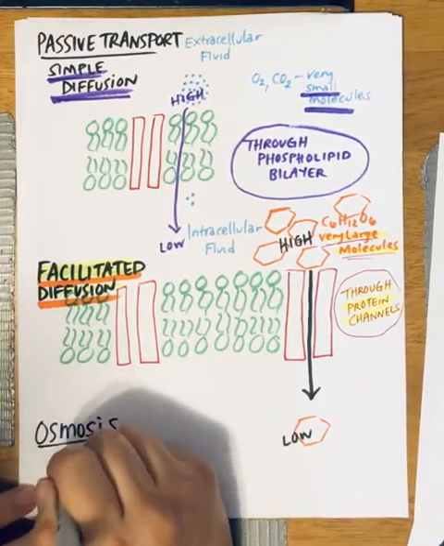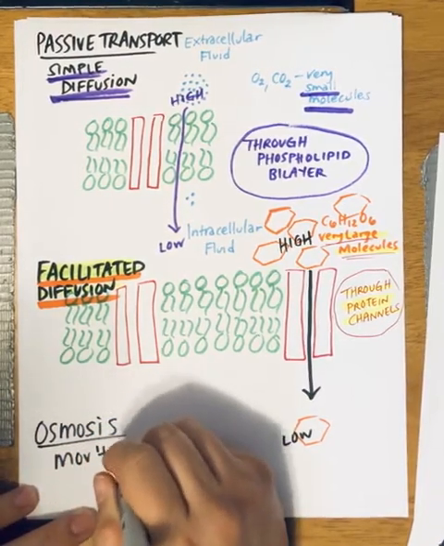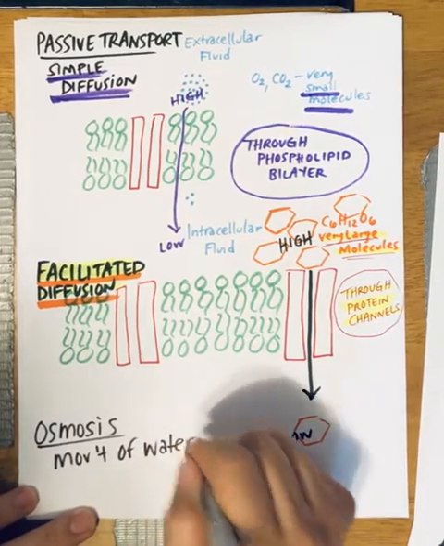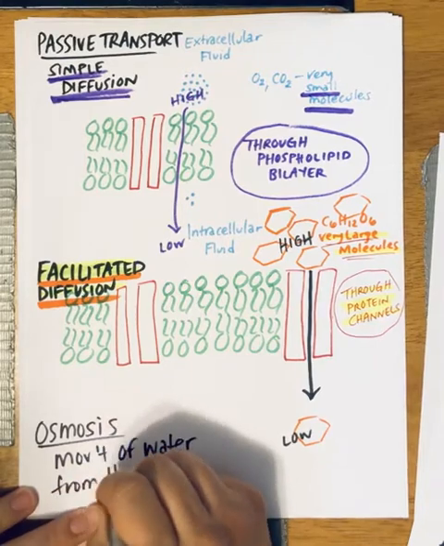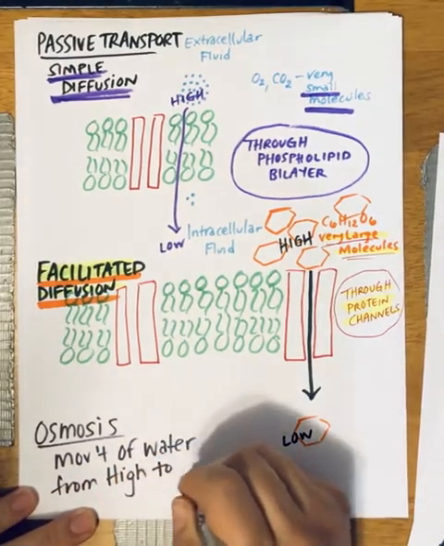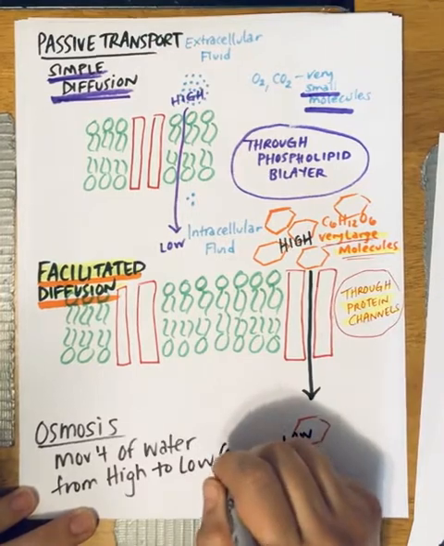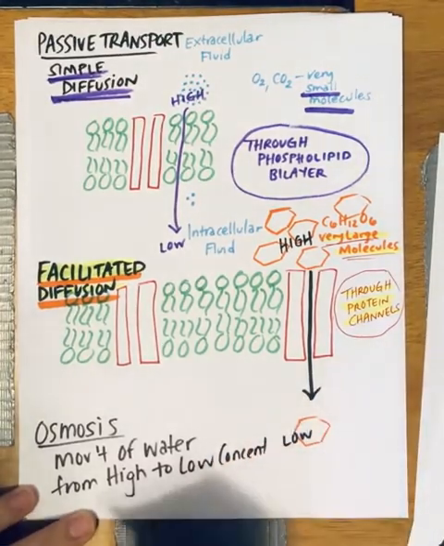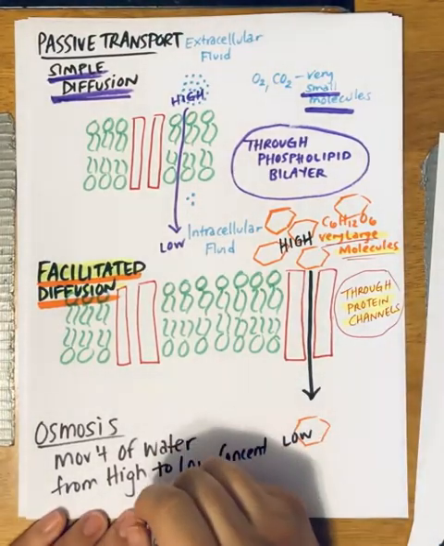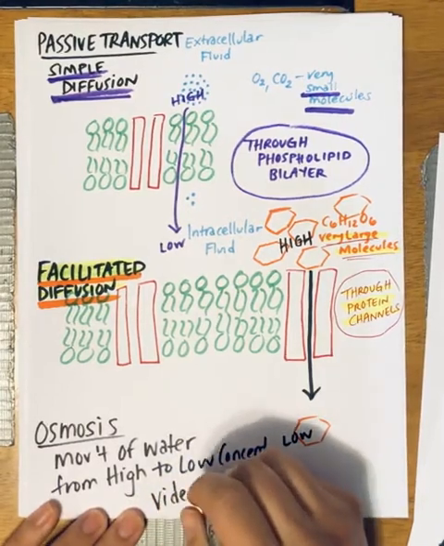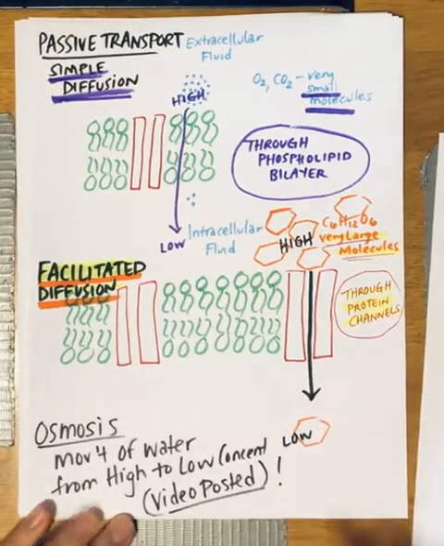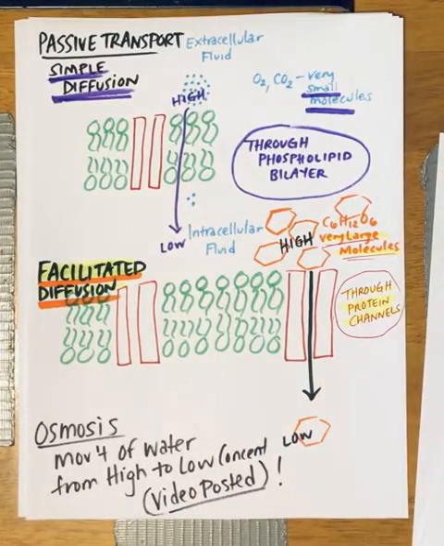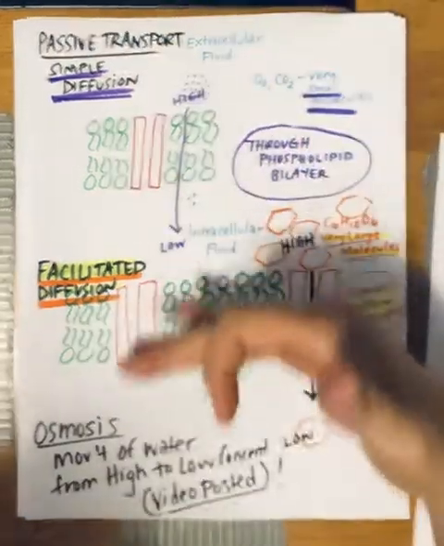Osmosis is going to be the movement of water, which is the universal solvent, from high concentration to low concentration, toward the area of highest concentration of solutes. A video is posted on osmosis. Watch it. There's a lot on osmosis. All right, so that's the different types of passive transport.